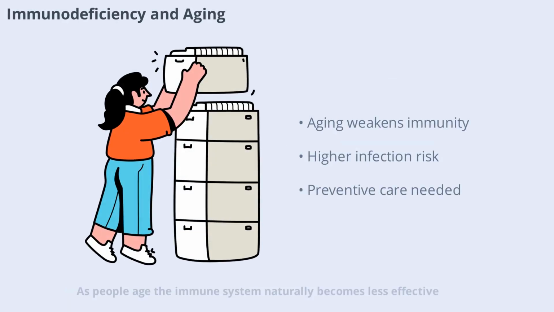As people age, the immune system naturally becomes less effective. Older adults are more susceptible to infections and may develop secondary immunodeficiency due to other health issues. Regular checkups, vaccinations, and healthy living are especially important for this group to maintain immune health.